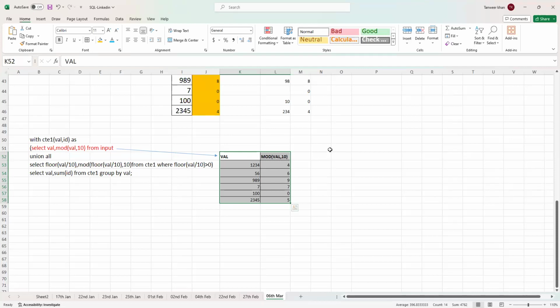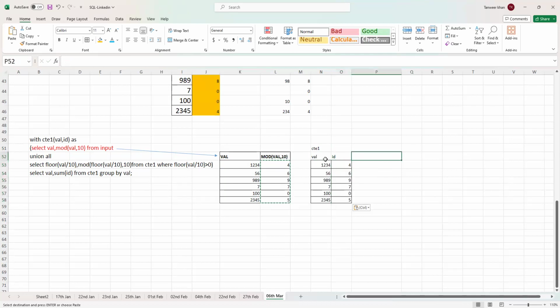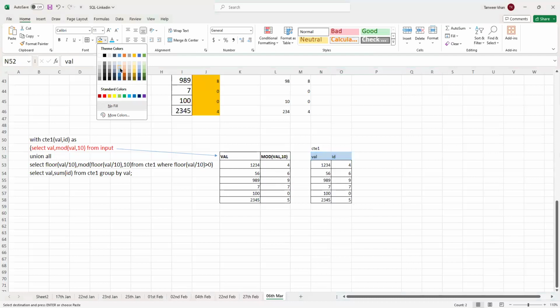So now if I'm telling you what you have in CTE1, in CTE1 you have mentioned 2 columns, val and ID. So this will be saved in this val placeholder. This will be saved in this ID placeholder. This is how the recursive CTE works. Is this clear?